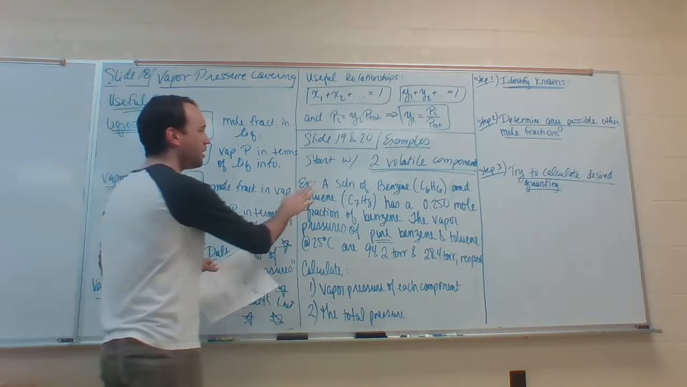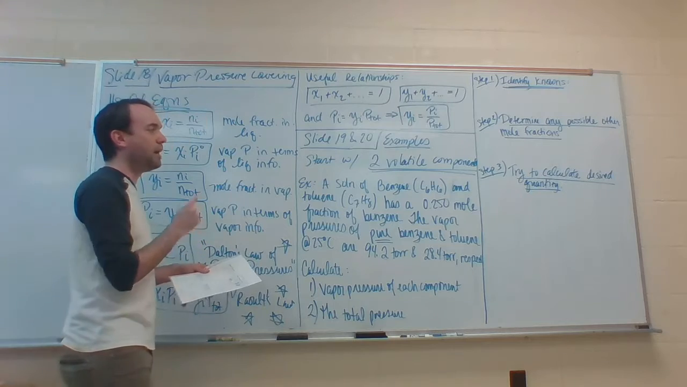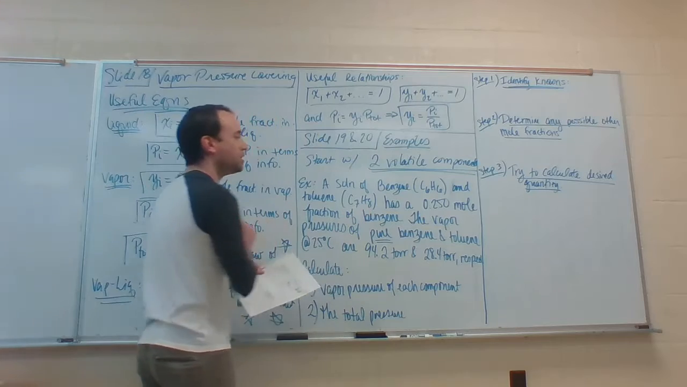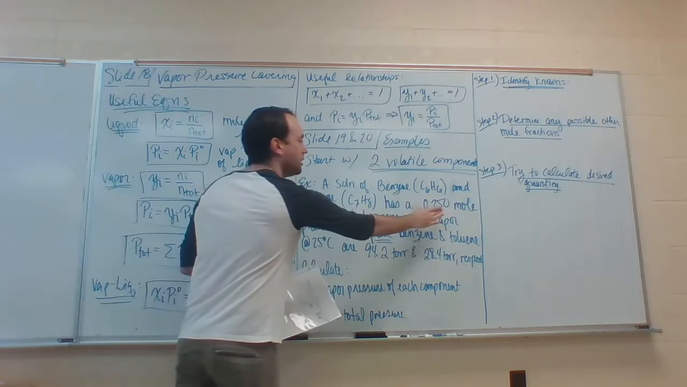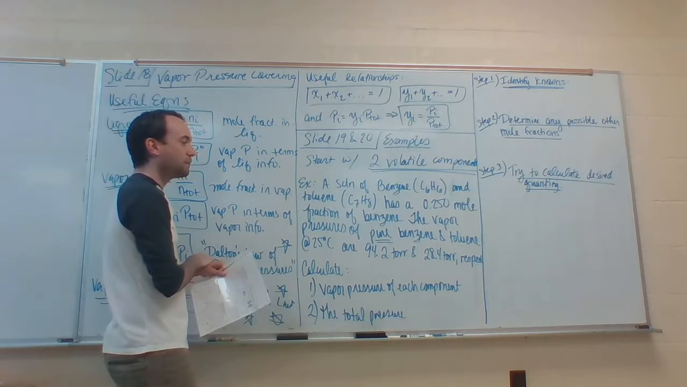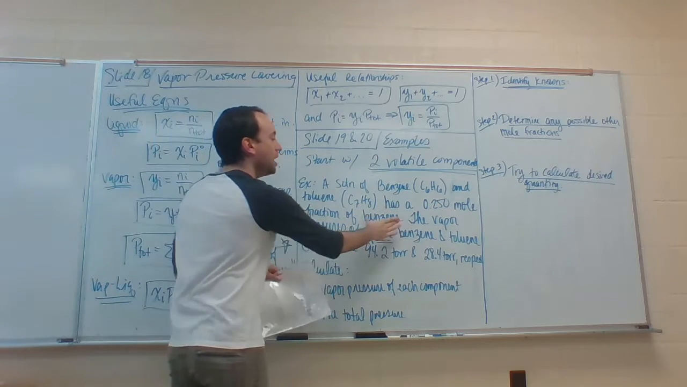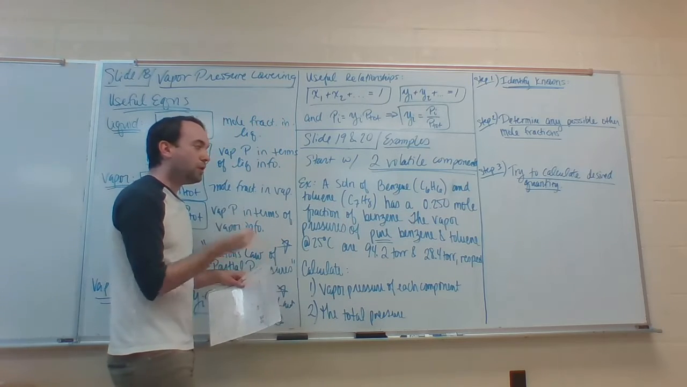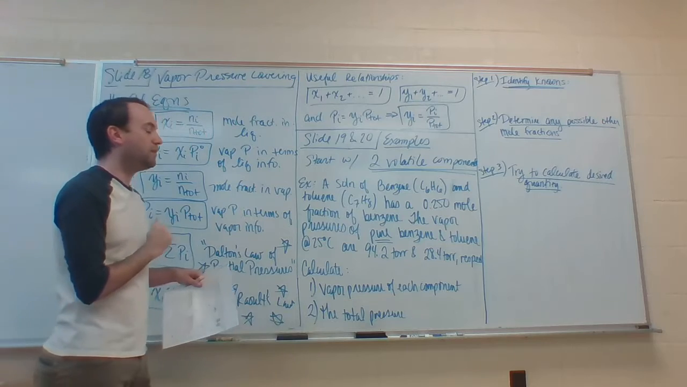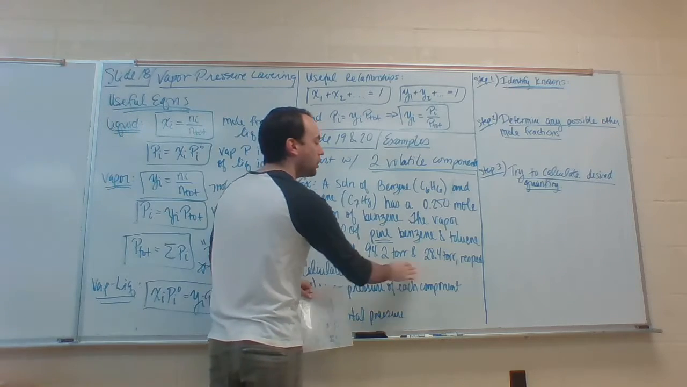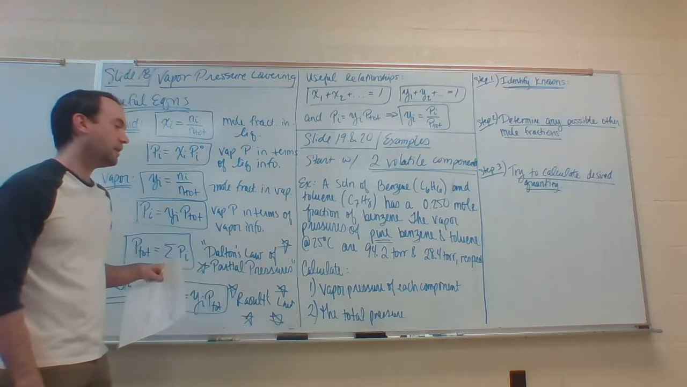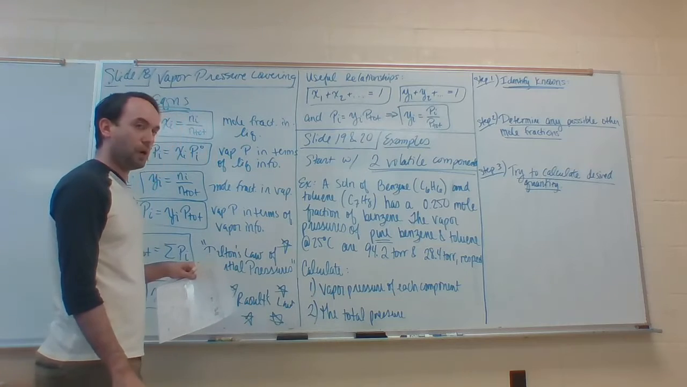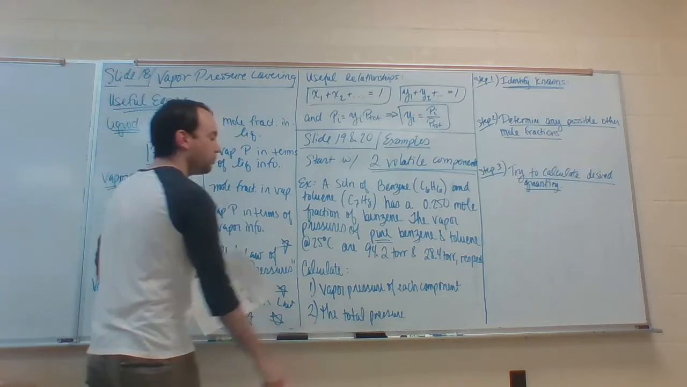Now, this example says that a solution of benzene, which is C6H6, and toluene, which is C7H8, has a mole fraction of 0.25 of benzene. The vapor pressures of pure benzene and toluene at 25 degrees C are 94.2 torr and 28.4 torr respectively. From this, we should be able to calculate first our vapor pressure of each component and the total pressure.